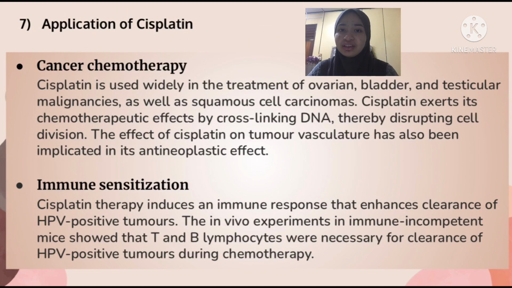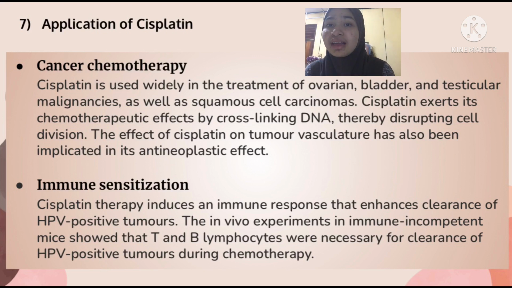There are a few applications of cisplatin. First is cancer chemotherapy. Cisplatin is used widely in the treatment of ovarian, bladder, and testicular malignancies, as well as squamous cell carcinomas. Cisplatin exerts its chemotherapeutic effects by cross-linking DNA, thereby disrupting cell division. The effect of cisplatin on tumor vasculature has also been implicated in its antineoplastic effect.